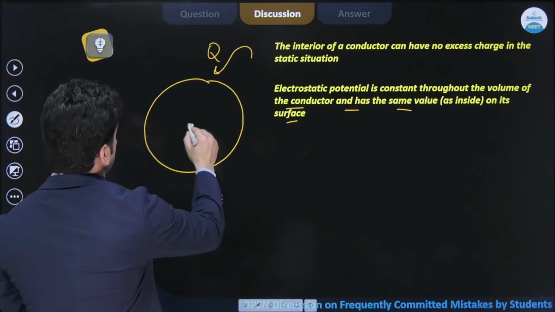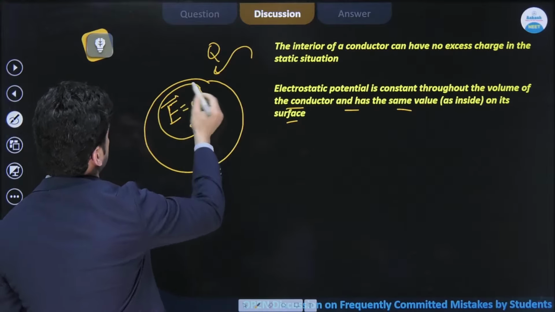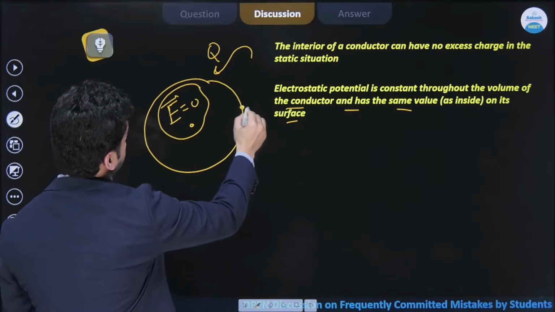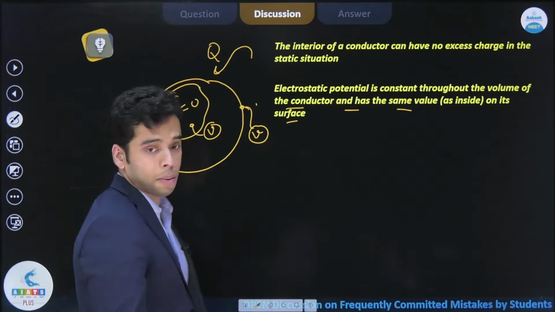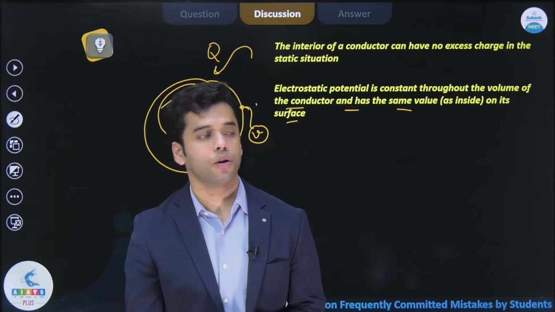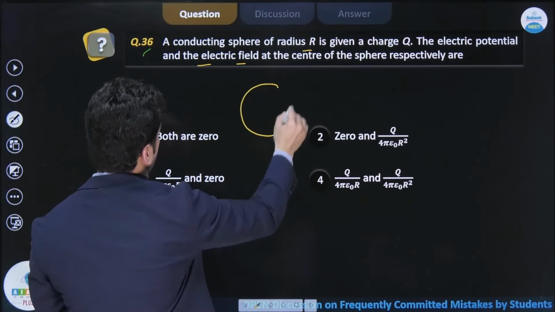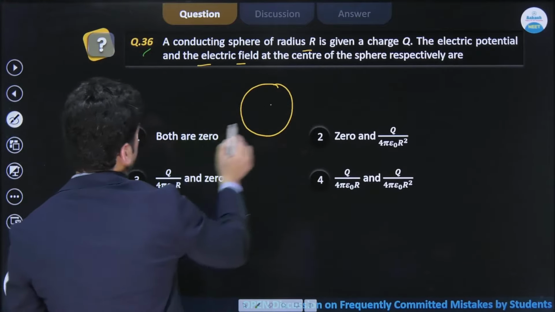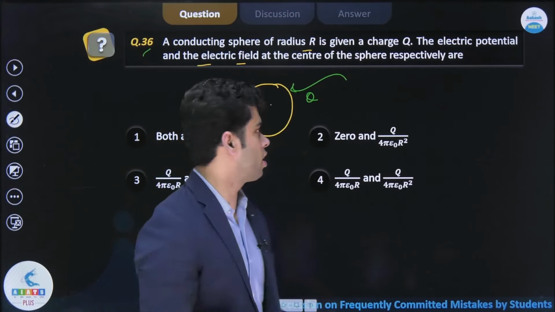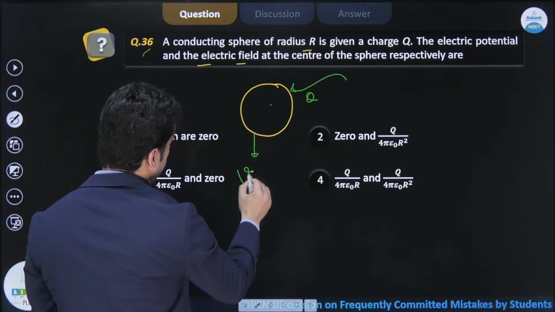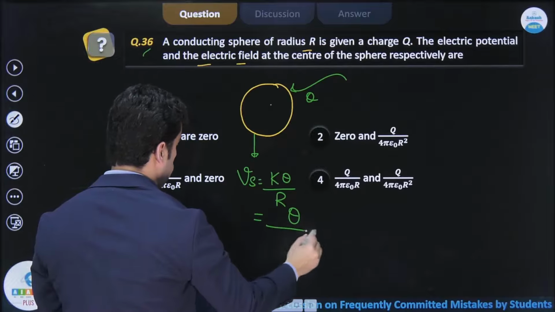The second property says that the electric field here is zero. In a static situation, the electric field is zero. So whatever potential is on the surface, suppose it is V, the same potential will be at the center. We will use these two properties to answer our question. The question is that you have a conducting sphere of radius r, and you are giving a charge q to this. So charge q will reside on the surface. It means that the potential of the surface Vs will be equal to kq by r, or q over 4 pi epsilon naught r.